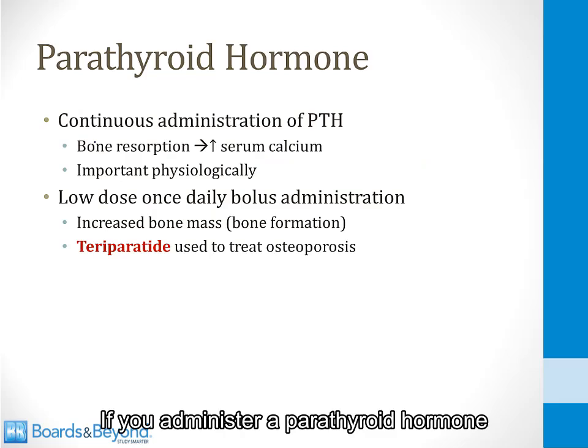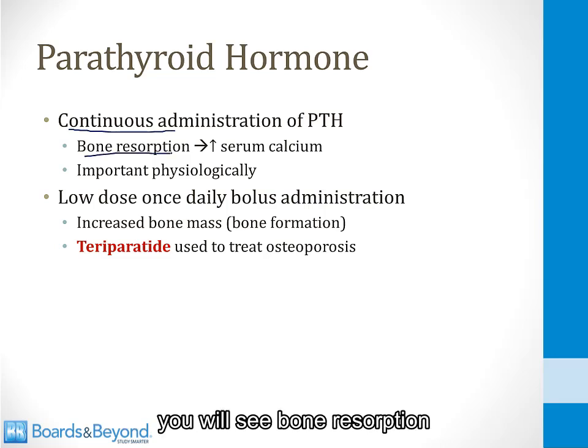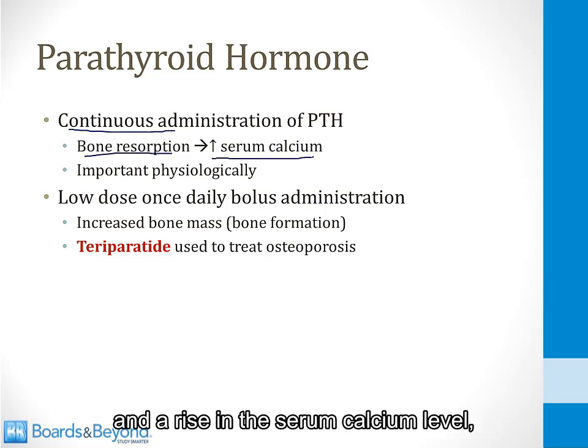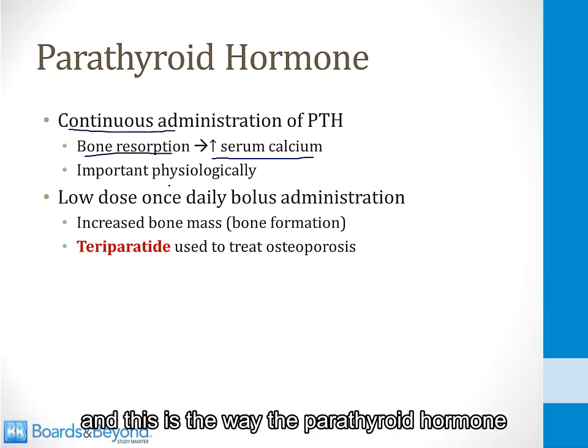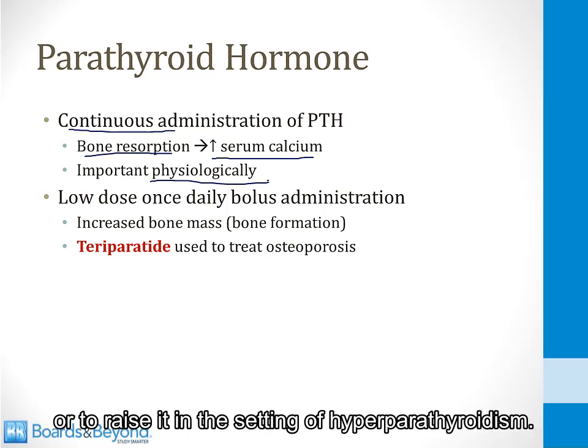If you administer parathyroid hormone to bone cells and bone tissue continuously, you will see bone resorption and a rise in the serum calcium level. And this is the way that parathyroid hormone works physiologically, to raise the serum calcium level and keep it normal, or to raise it in the setting of hyperparathyroidism.